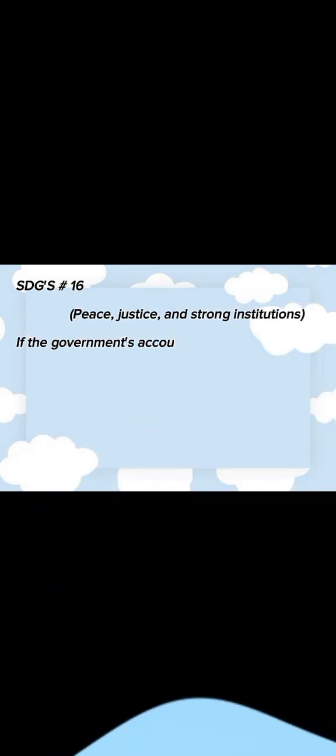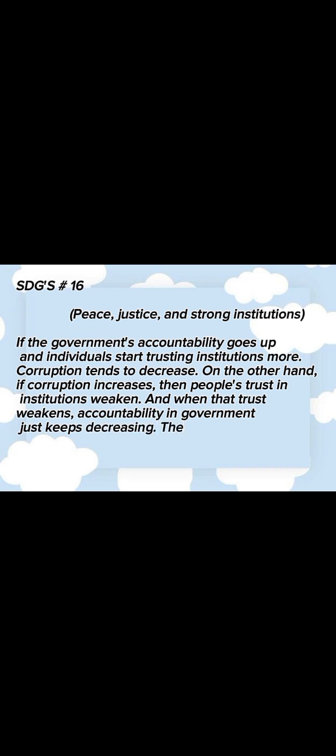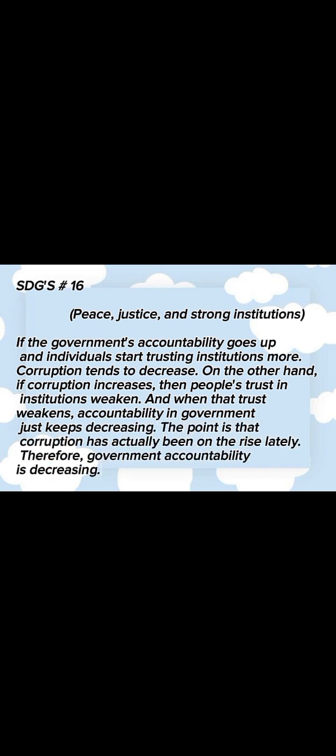We choose SDG number 16. It's stated here that if the government's accountability goes up and individuals start trusting institutions more, corruption tends to decrease. On the other hand, if corruption increases, then people's trust in institutions weakens. And when trust weakens, accountability in the government keeps decreasing. The point is that corruption has actually been on the rise lately. Therefore, government accountability is decreasing.